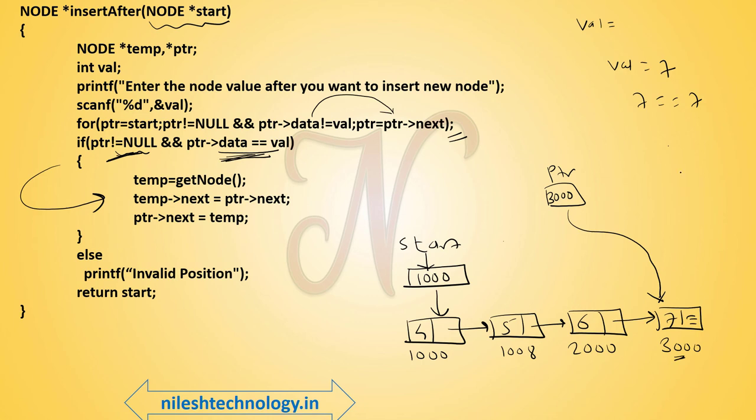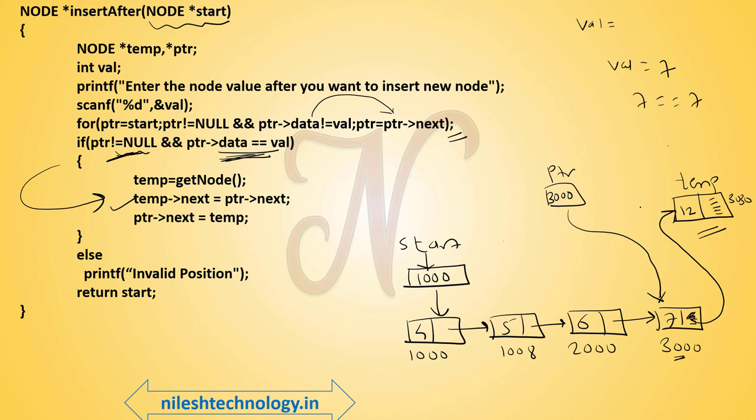Check here: temp equal to get node. Here we draw one temp node, which is your node 12, for example with address 3030. Again check temp of next is equal to ptr of next. Temp of next points where ptr of next is going. Ptr of next is going to null, so temp of next is also null. Then ptr of next equal to temp. This is your ptr of next, and it is pointing to this node. So your linked list is 4, 5, 6, 7 and 12.